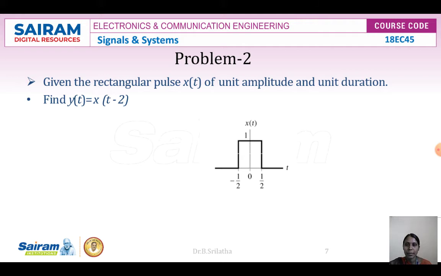Now we'll see the second problem. Given the rectangular pulse x of t of unit amplitude and unit duration, we are going to find the new signal y of t, a shifted version of the original signal x of t. Our new signal is x of t minus 2. Here x of t is this one, so now x of t minus 2.